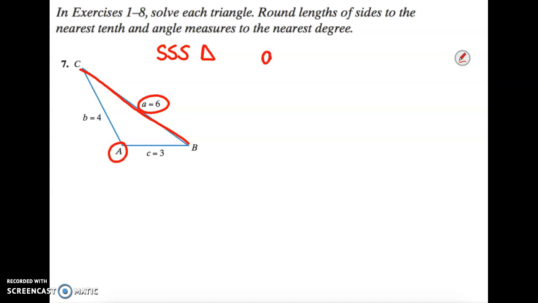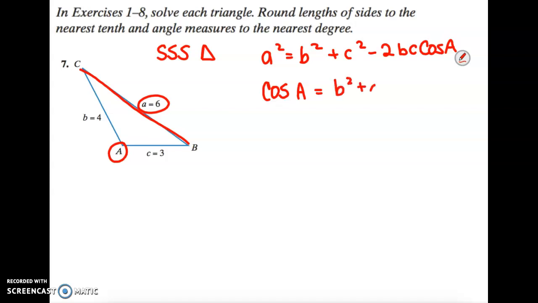So the formula is A squared equals B squared plus C squared minus 2BC cosine of A. We would keep it like that if we wanted to find the side length. But just like a previous video, we want to find the angle measure of A. So we're going to manipulate that equation to be cosine A equals B squared plus C squared minus A squared over 2BC. We're just moving those terms around to isolate the cosine of A.